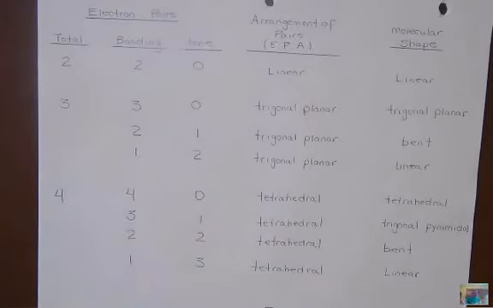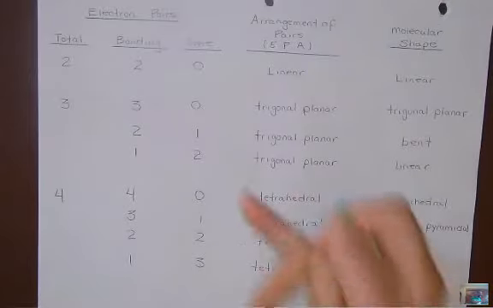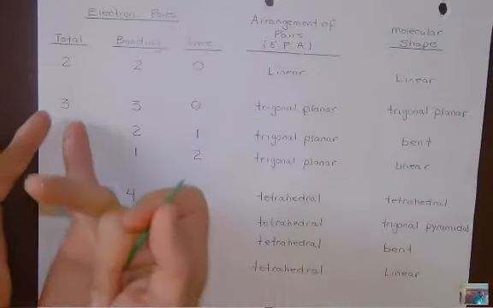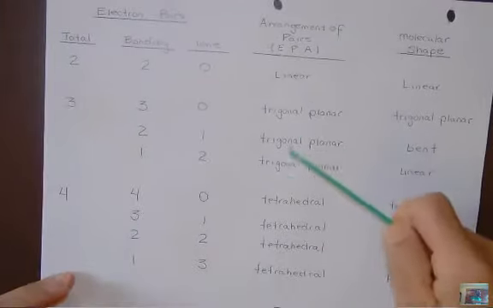What happens if I have 3 total groups and all 3 of them are bonding groups? Okay, well, how do 3 things naturally arrange themselves around 1? The electron pair arrangement is easy. It's trigonal planar. See, it doesn't matter how they break up. As long as there's 3 total groups, it's going to be trigonal planar for the electron pair arrangement.